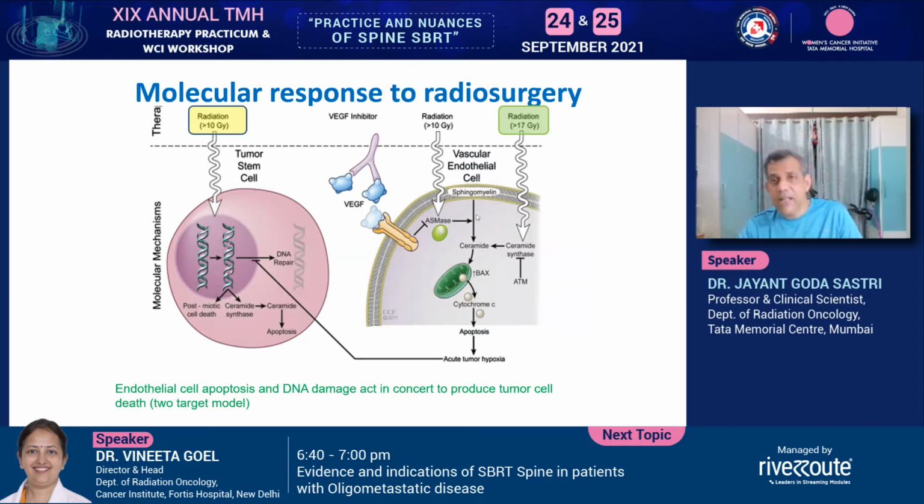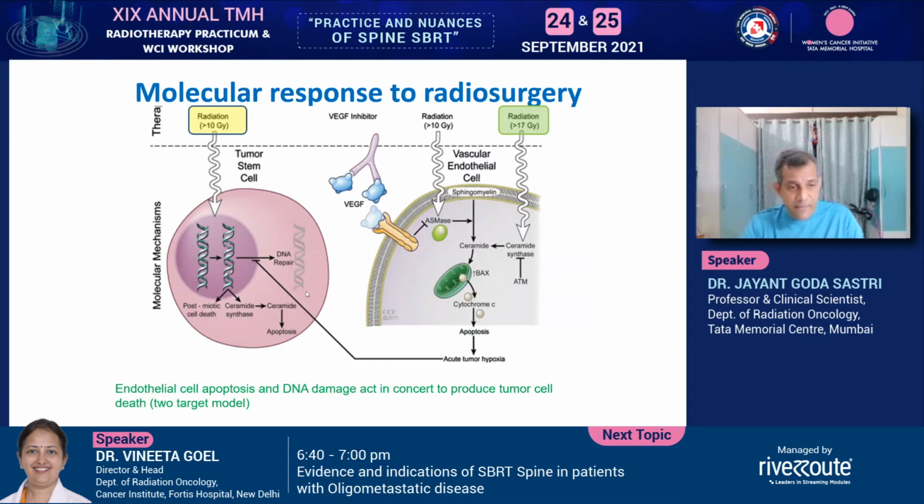On the right-hand side panel is the vascular endothelial cell. When we are giving radiation doses beyond 10 gray, it causes activation of acid sphingomyelinase enzyme, leading to increased expression of sphingomyelin, ultimately resulting in increased production of ceramide, which leads to increased production of, again, pro-apoptotic proteins called Bax protein, and ultimately leading to endothelial cell apoptosis. When we are giving radiation doses beyond 17 gray, there is activation of the ceramide synthetase enzyme, leading to production of ceramide and ultimately leading to apoptosis.